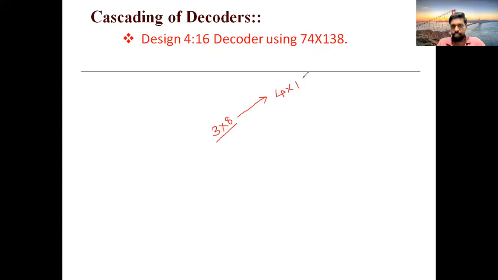A 4 to 16 decoder means obviously you should have 16 outputs. Here we are having 8. If you take one more 3 to 8, then when you add this 8 and this 8, you will get 16 outputs. Adding means tying up, cascading. Cascading means tying up the inputs. So let us see how to cascade that. See carefully.